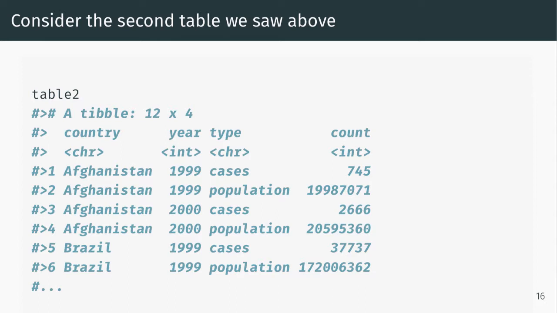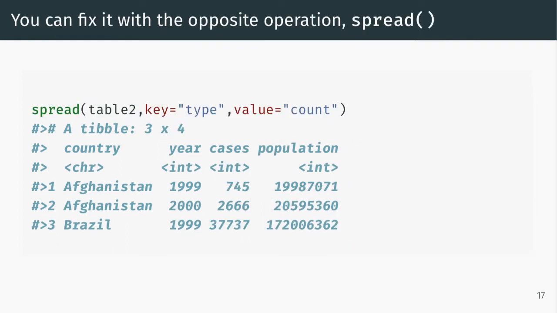The second table that we saw above has a slightly different problem. So we have cases and population as a column, and count as a column. And what we would like to have is cases as a column and population as a column, and have the counts underneath them. So we basically want to take the last two columns of this table and turn them on their side. And that's what we do with the operation spread. So now cases is a column and population is a column.